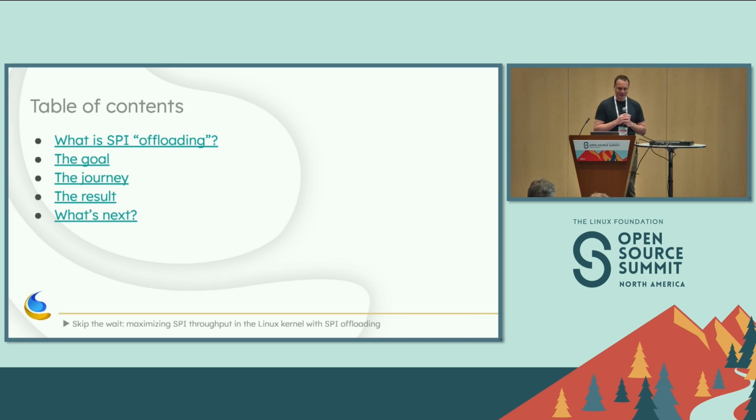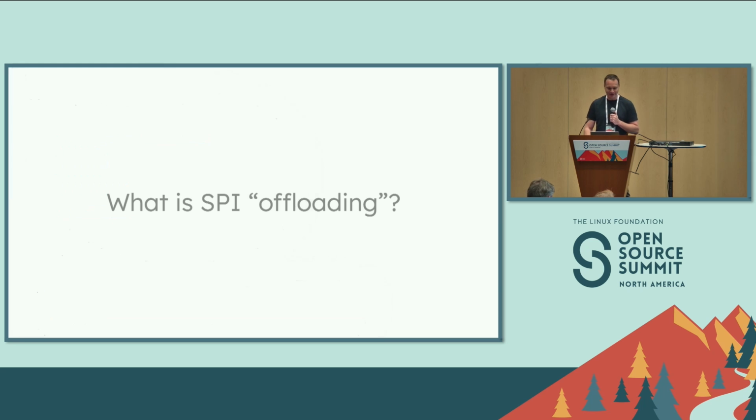So what are we going to talk about? We're going to talk about SPI offloading. What the heck is it? Why did we make that up? And then the goal of the project I got involved on, why we need this, and the journey of how we got it upstream. And then I'll show you the result of what actually landed upstream, and then talk about some ideas of what's next, where do we go from here, how to build on what we did. So let's get into it.